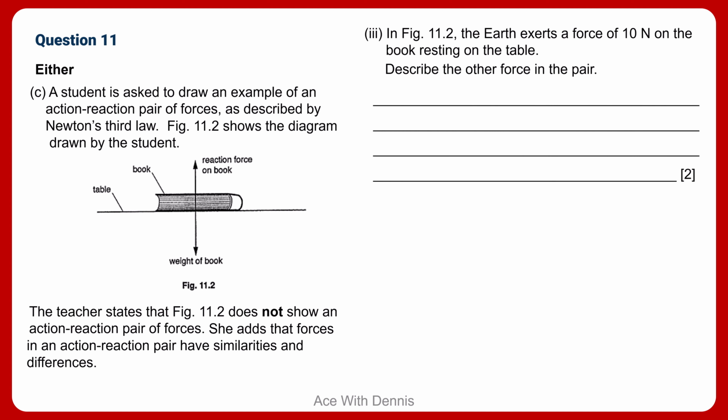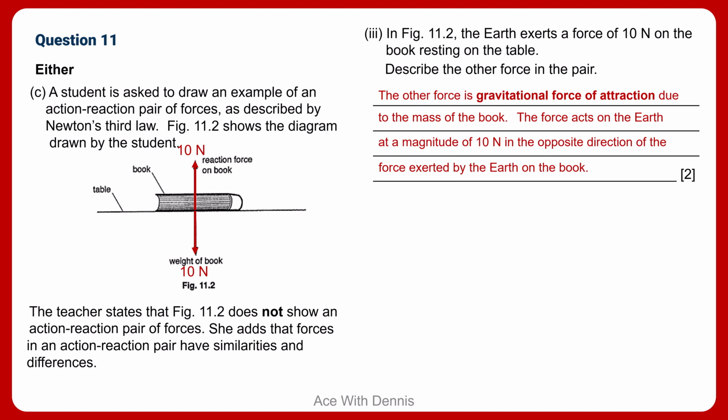2 marks. Okay, the force described by the question, where the earth exerts a force of 10 newtons on the book resting on the table, so this is the force described. The other force of the pair is the weight, 10 newtons. So the other force is the gravitational force of attraction due to the mass of the book. The force acts on the earth at a magnitude of 10 newtons in the opposite direction of the force exerted by the earth on the book.